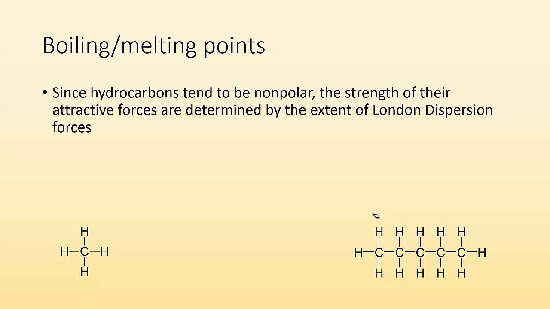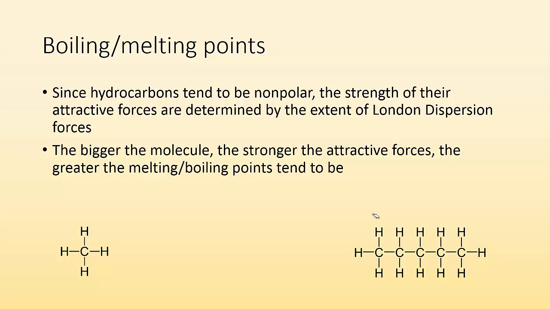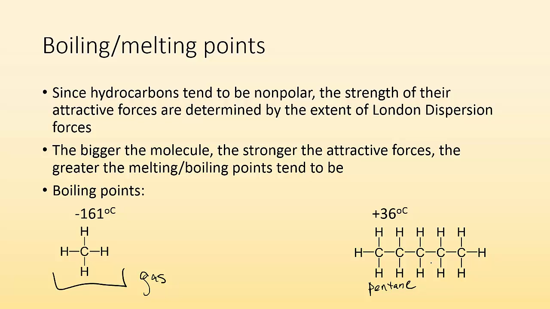Since hydrocarbons tend to be nonpolar, the strength of their attractive forces is determined by the extent of London dispersion forces. Basically, it's just that instantaneous, momentary attraction from the electrons being on one end of the molecule for a moment, and more so than the other. So the bigger the molecule, the stronger the attractive forces, and the greater the melting and boiling points tend to be. Here I have methane, which is a gas at room temperature, and here I have pentane, which is not. Methane's boiling point is negative 161 degrees Celsius, whereas pentane's is a positive 36 degrees Celsius. The reason for that is we've got more mass, more electrons, so we can have stronger attractive forces in pentane as opposed to methane.